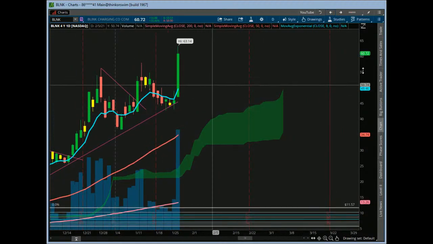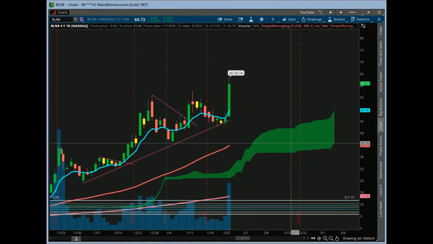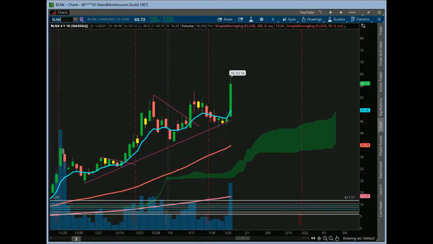Again, a good breakout candle right here. Typically we don't like to trade breakout candles. We did have some big volume on that, so we'll see if it gets any upside follow through going into tomorrow. So good stuff there, and of course, Workhorse.